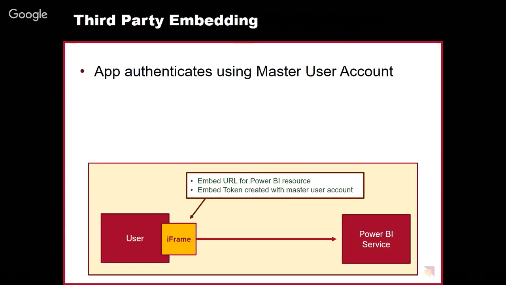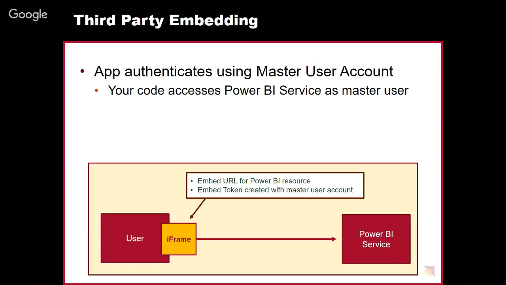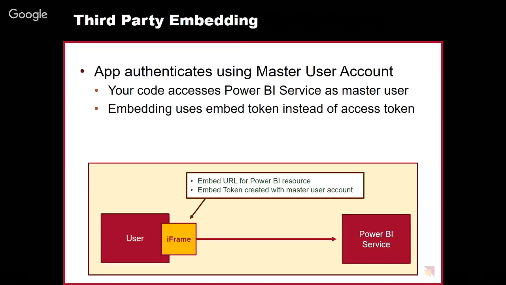Now, there's also third-party embedding. So with third-party embedding, we have lots of different users, but we're not going to authenticate them and use any type of security token we received against the Power BI service. Instead, if we have 100 users, we have one user account. And as you're going to see, we're basically going to hard code a username and password into our application, but it's going to call into the Power BI service using this master account. So your code has access to anything the master account has access to.